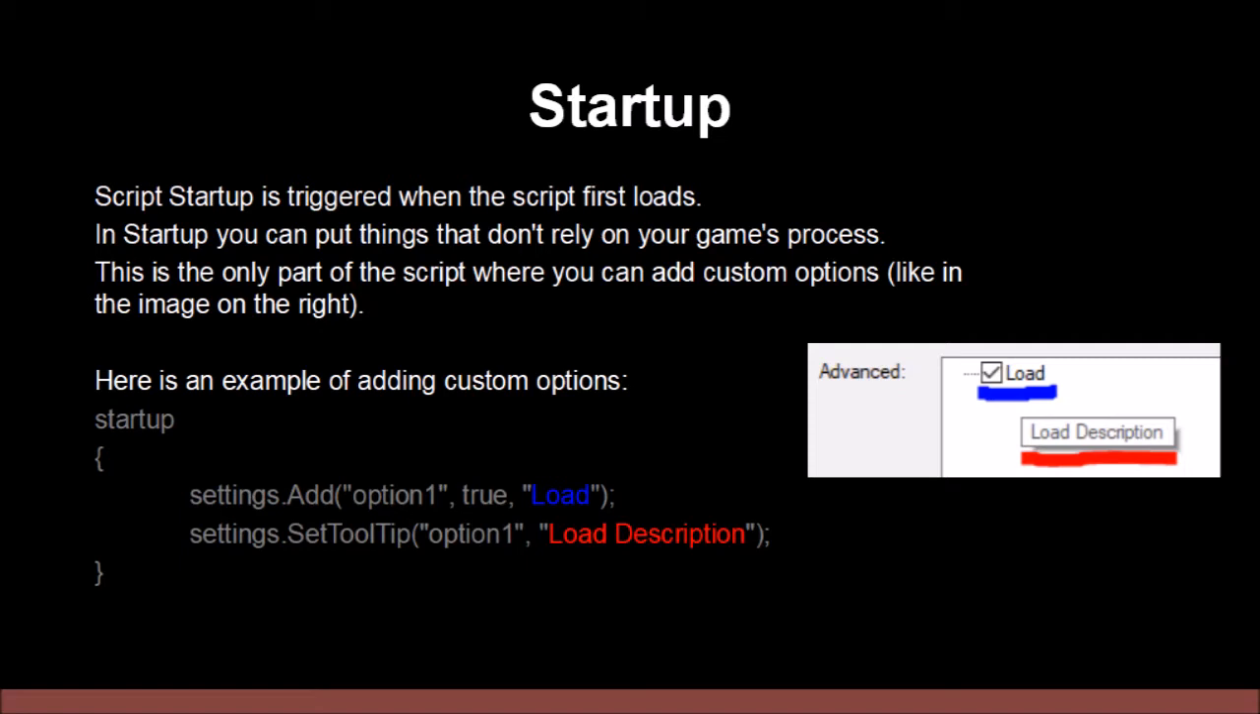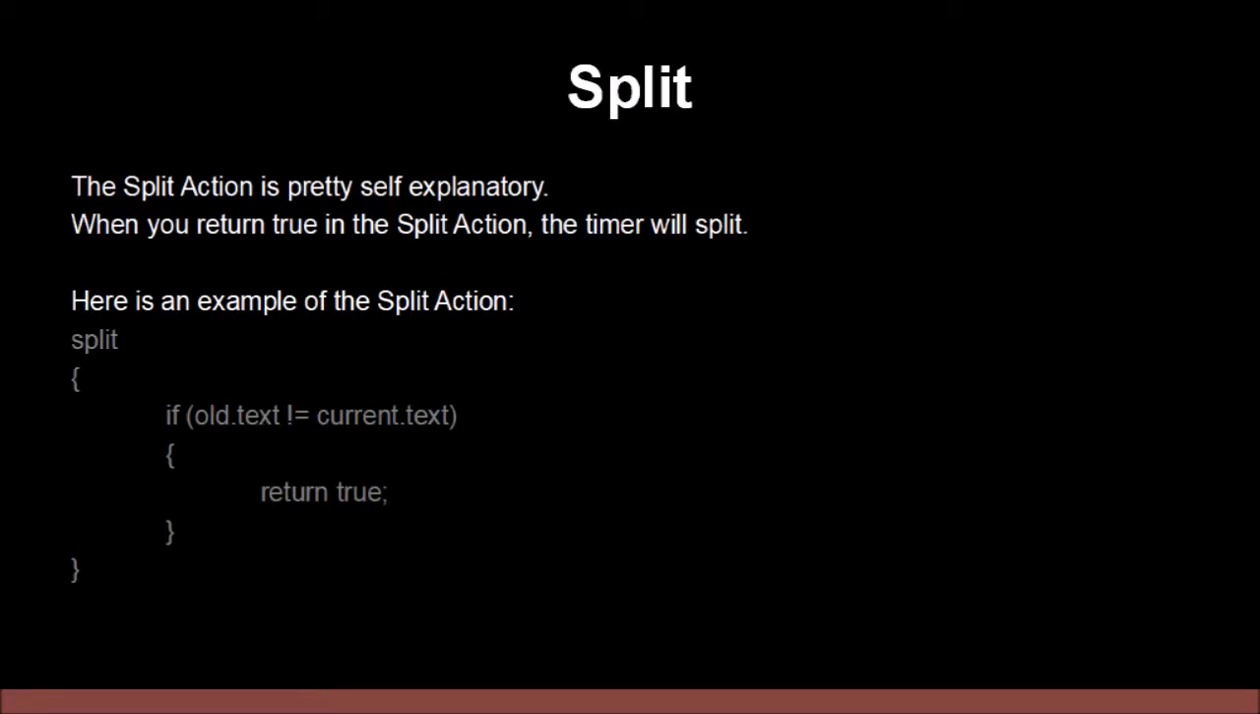Keep in mind that in this version of LiveSplit, you can only have Boolean options, so options that are either true or false. The next thing we're going to cover is split, which is probably one of the things that most people are looking for whenever they make an auto splitter. Split does what it sounds like, it just splits your timer, and it's also pretty important because it's the thing that stops your timer. At the bottom of the screen, you can see another example of what split looks like, and whenever you return true, it will split.